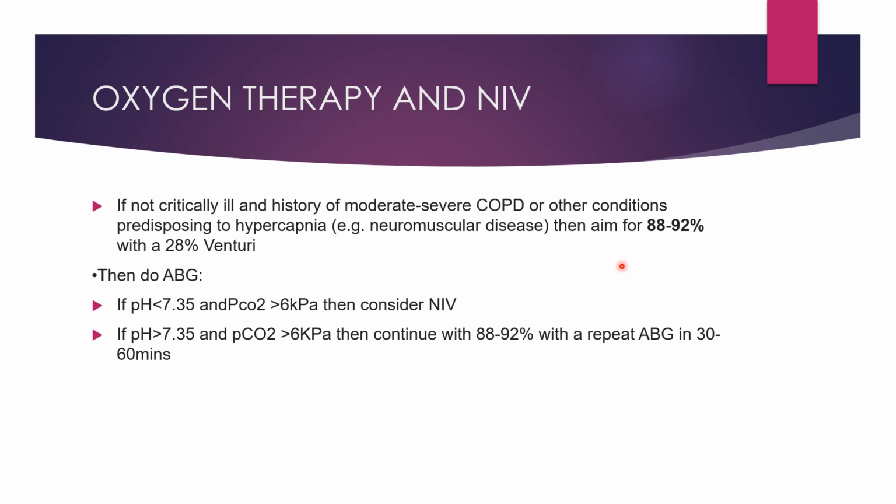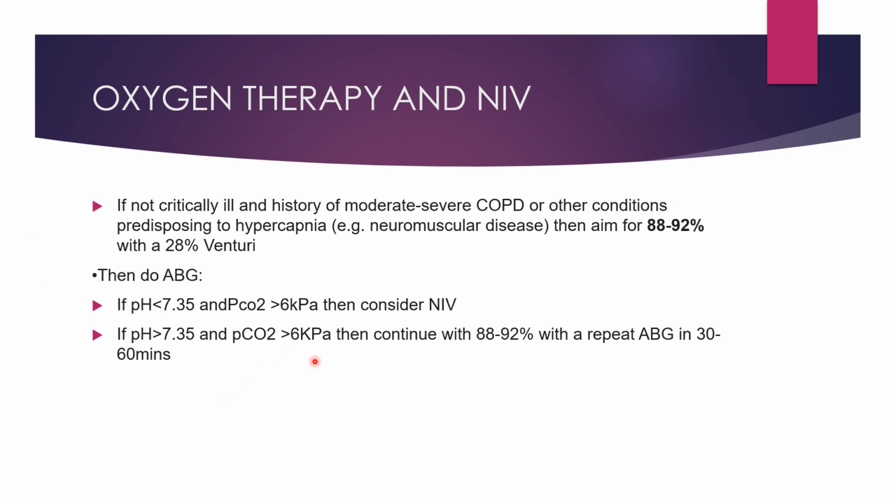After you achieve the target oxygen saturation, then you go ahead and do an ABG, where there are two things: if the pH is less than 7.35, or if the pH is greater than 7.35. And in these cases, the patient's PCO2 is greater than 6 kilopascals.